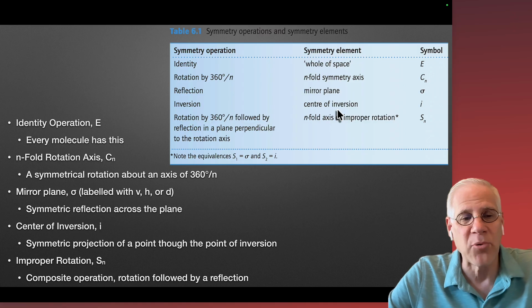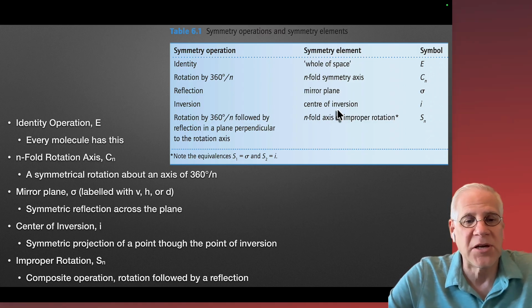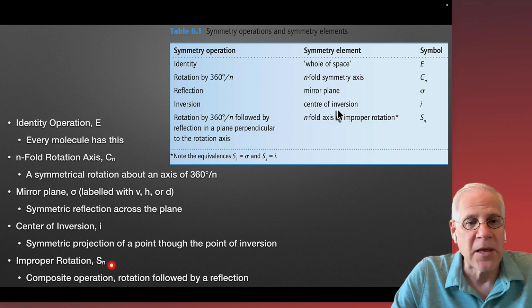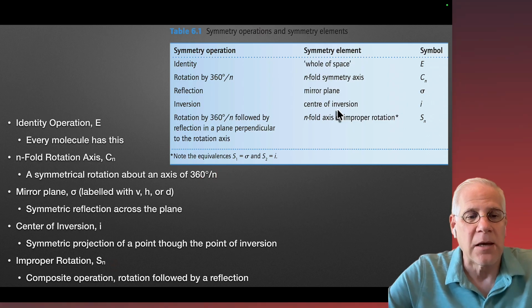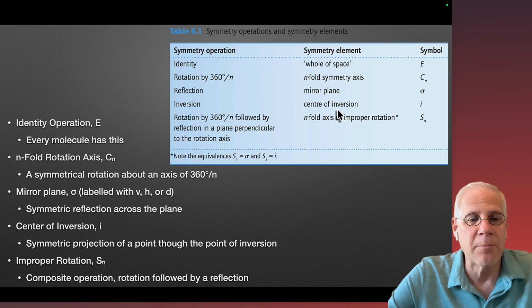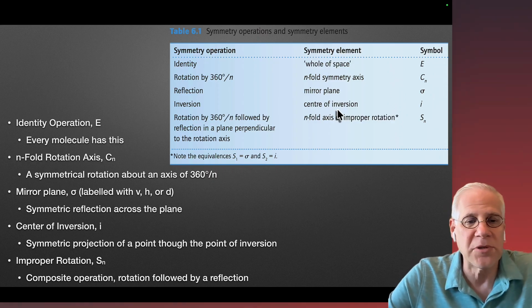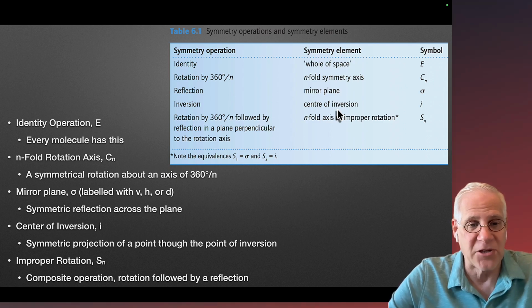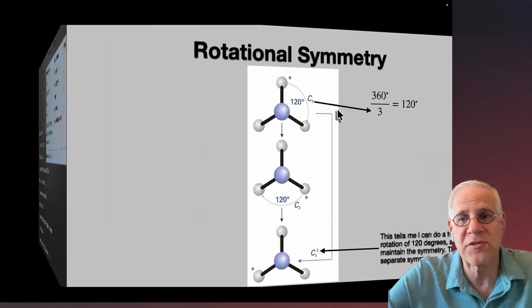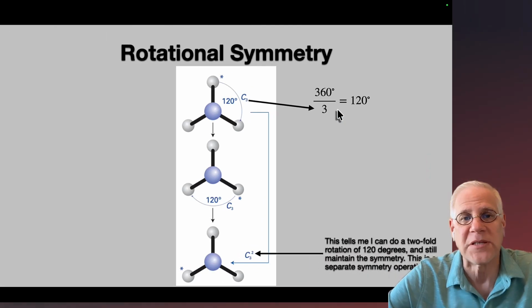And then we have an improper rotation. An improper rotation is given the letter Sn. Again, that n is indicated by degrees, 360 degrees divided by n. And the improper rotation is a composite operation. So it's always a rotation of 360 degrees divided by n, followed by a reflection that is perpendicular to that axis of rotation. So let's take a look at all of these in a little bit more detail.